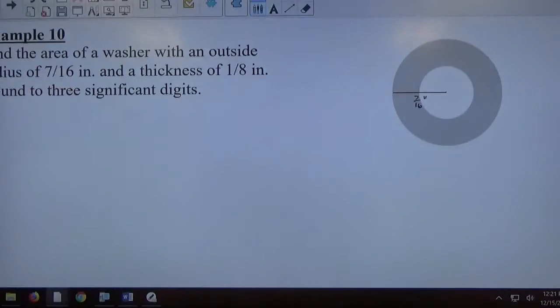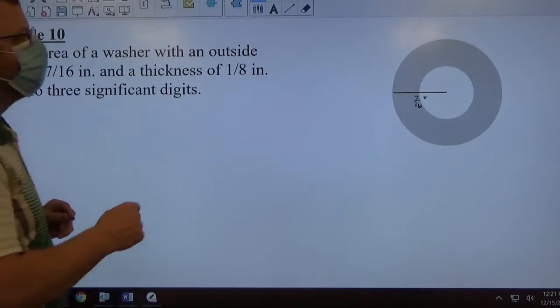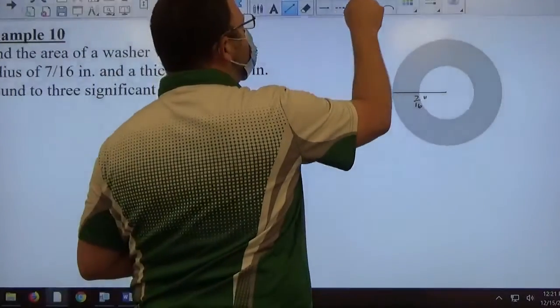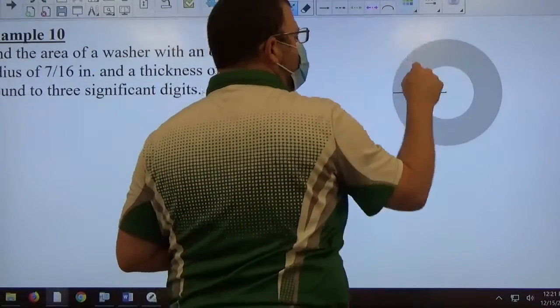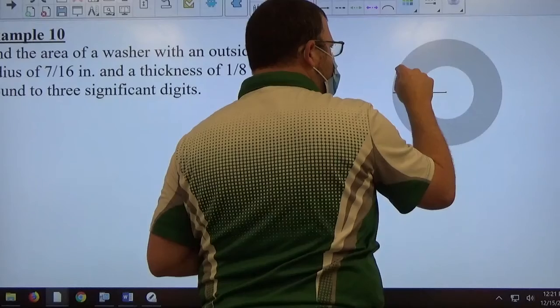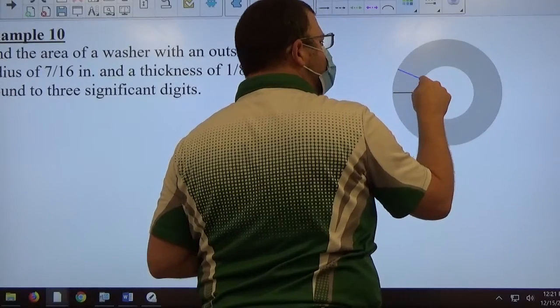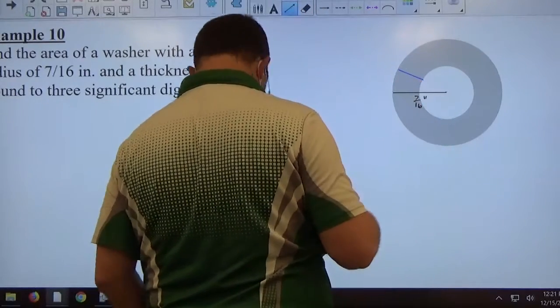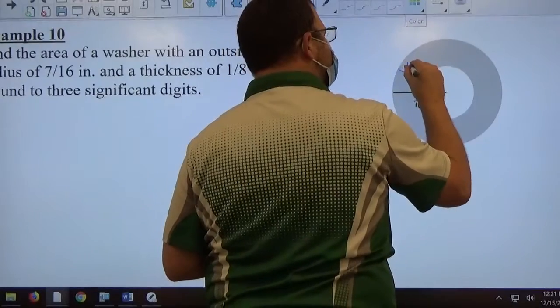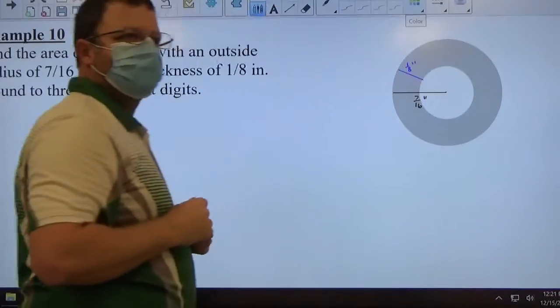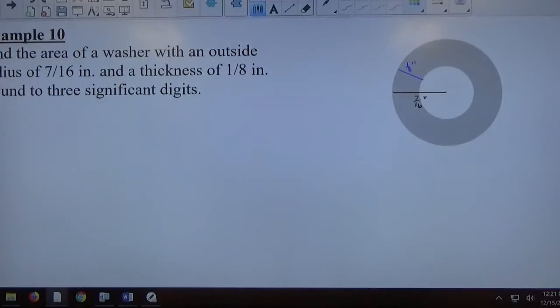It says a thickness of 1/8 of an inch. What they're talking about with thickness is this bit here, which is 1/8 of an inch. When they talk about the thickness of the washer, that's what they're talking about. So, it's kind of the same problem I just did a moment ago, but they're giving us the information differently.